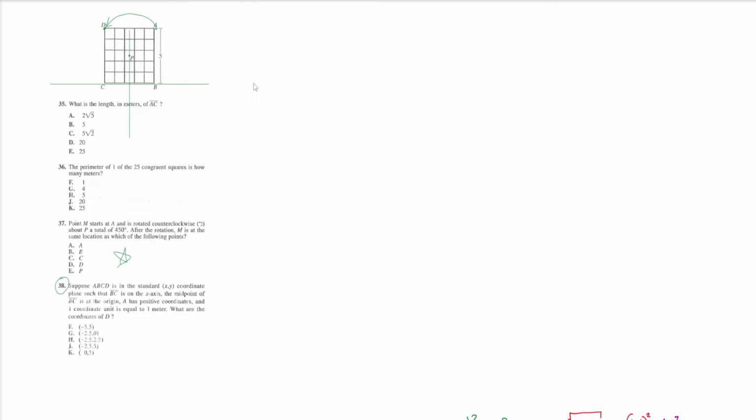Okay. M is at the same location as which of the following points? D, right? Yeah. Okay. So then 38.